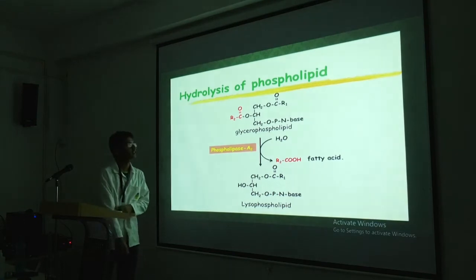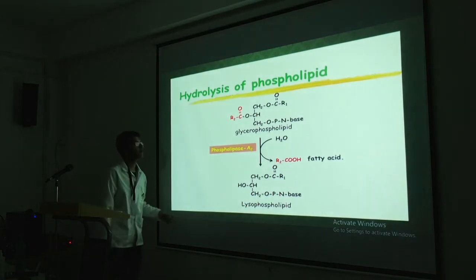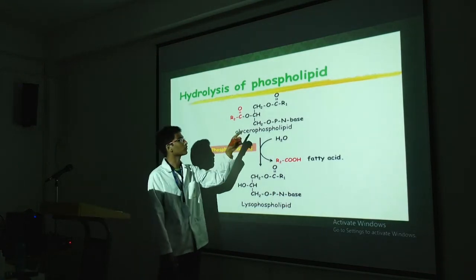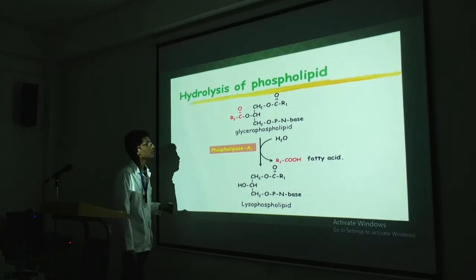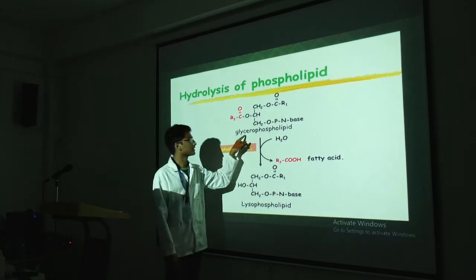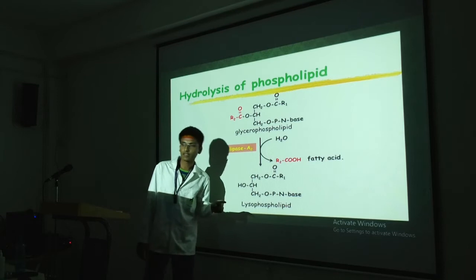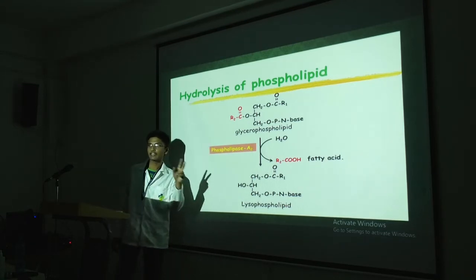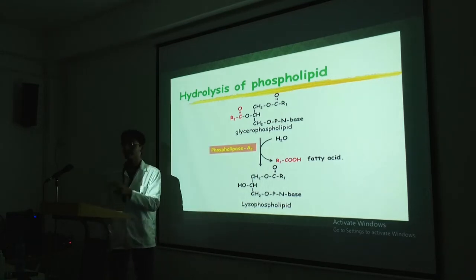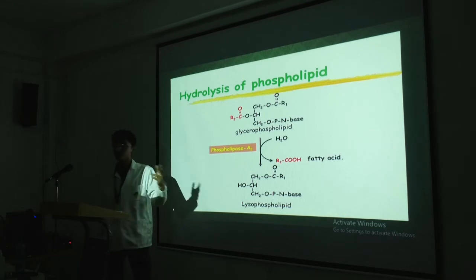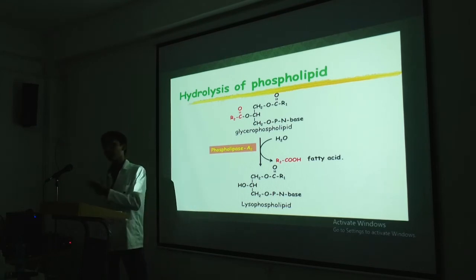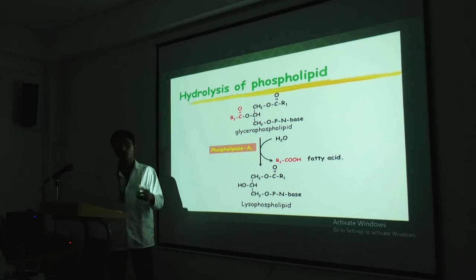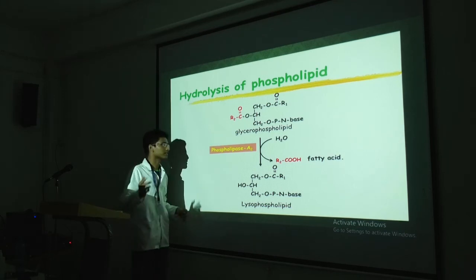Now after triglyceride we are coming to the phospholipid part, which is how it is digested. These are the phospholipids. Phospholipids are of two types: one is nitrogen containing, another is nitrogen non-containing. Nitrogen containing are lecithin and cephalin, and nitrogen non-containing are phosphatidyl serine, phosphatidyl inositol, etc.